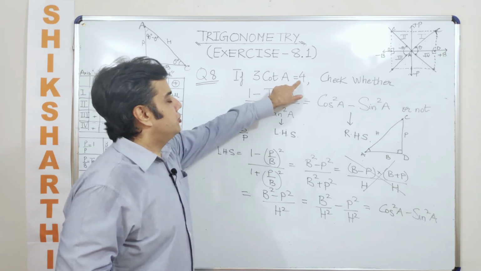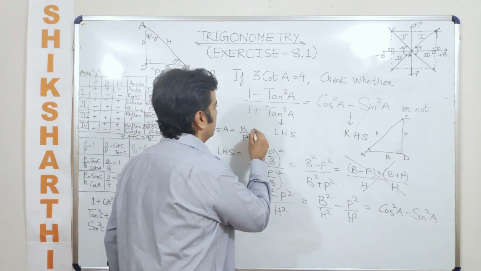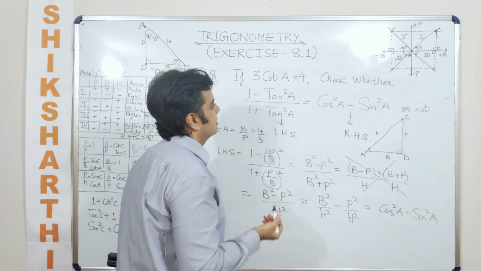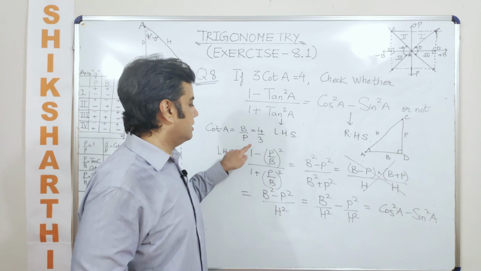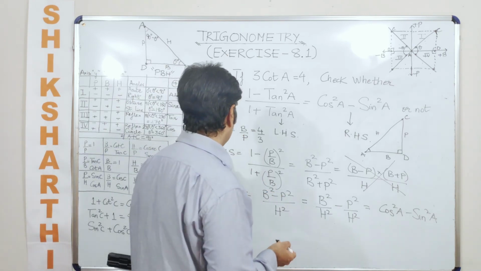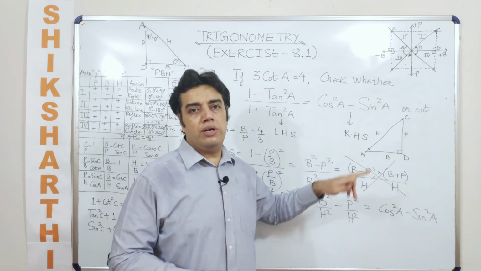So rather than substituting it as 4 by 3, what are we saying? We are saying B is equal to, let's say, 4x, and P is equal to 3x. But without taking the values, we could have just generalized the solution, and then we could have said that the left hand side value is equal to this, which is equal to the right hand side value, hence proved.